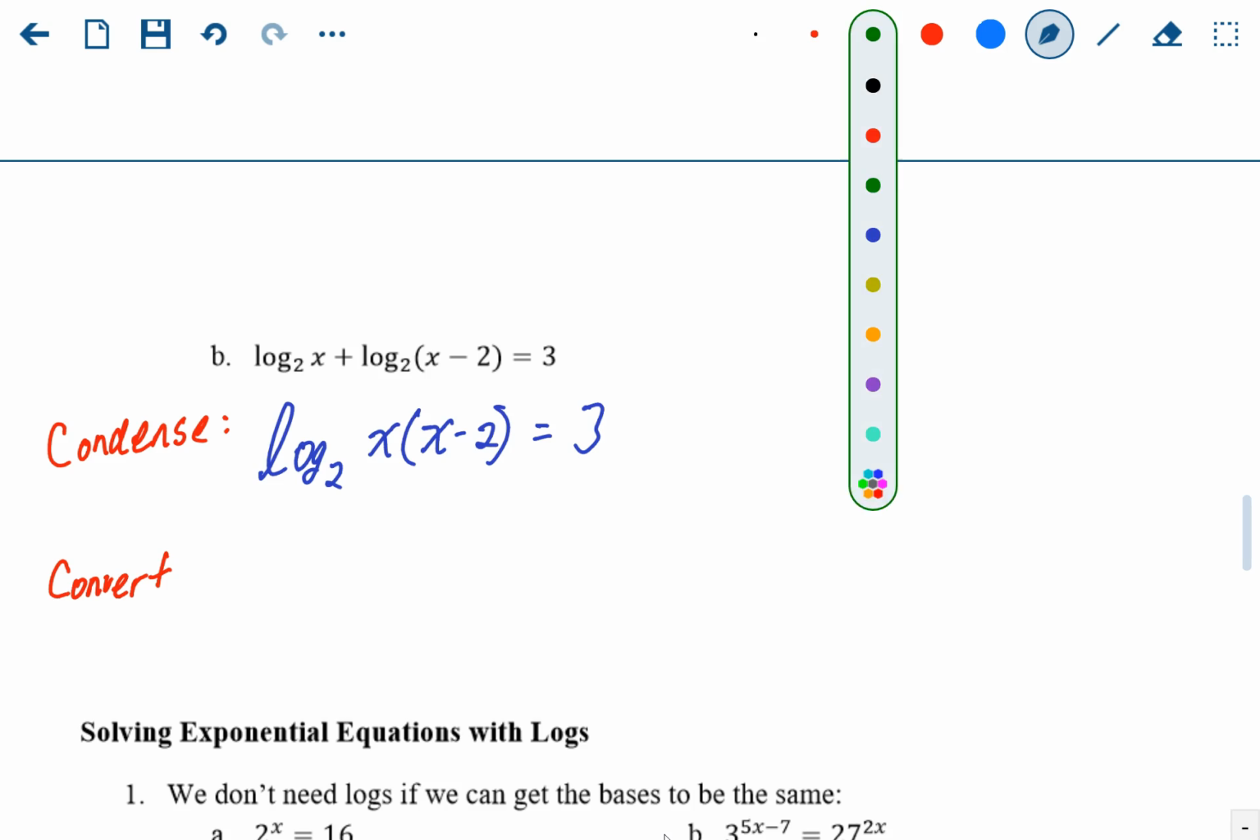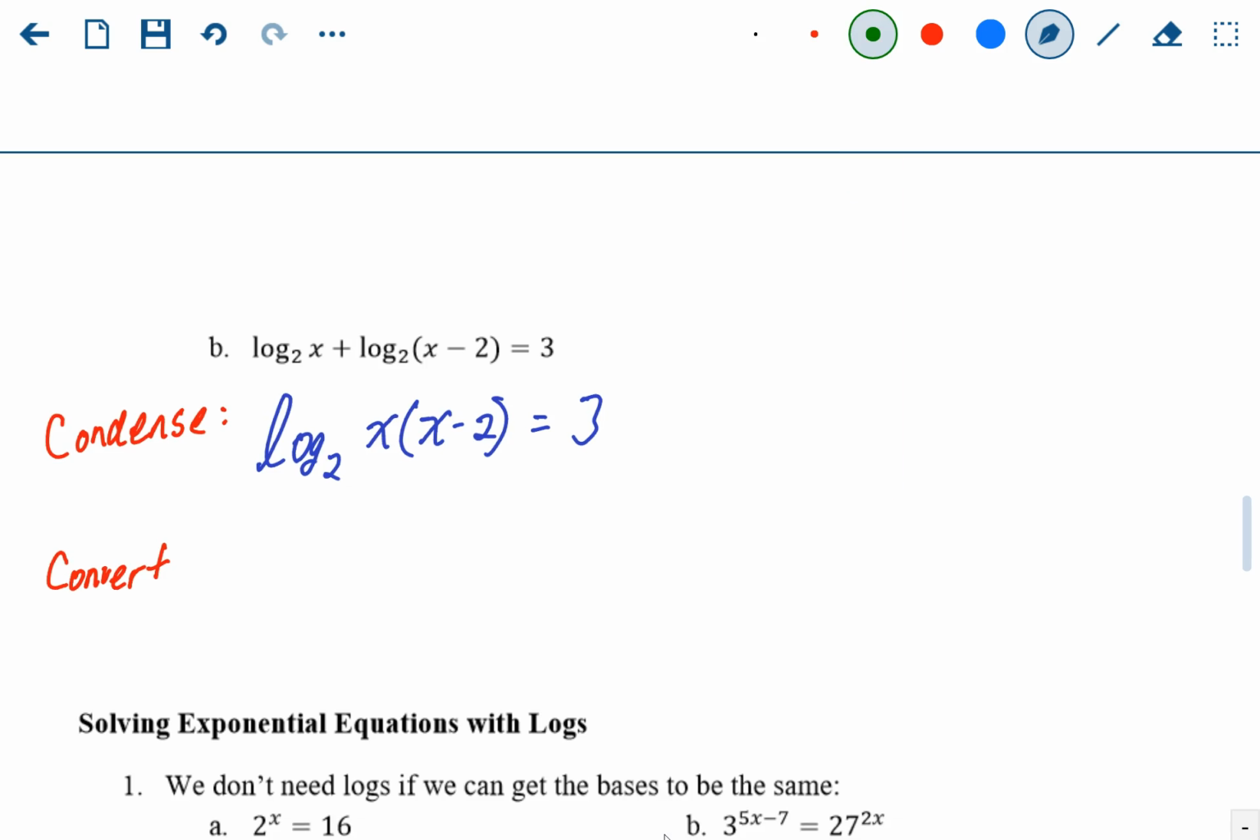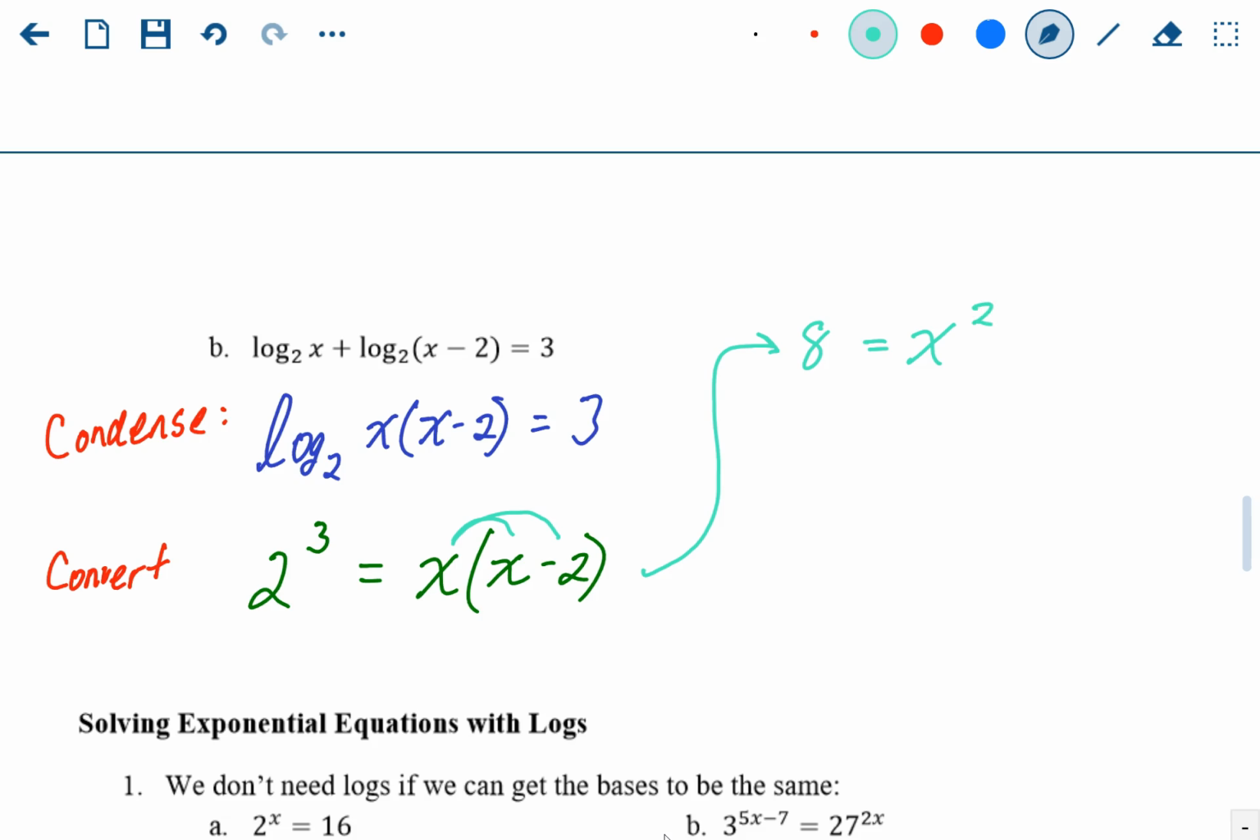Now we're going to convert. Again, base of the log becomes the base of the exponent. Answer to the log is the exponent, so 2 to the third equals x times x minus 2. All right, solve. 2 to the third power is 8. You're going to have to distribute the x's. So it's going to be x squared minus 2x.